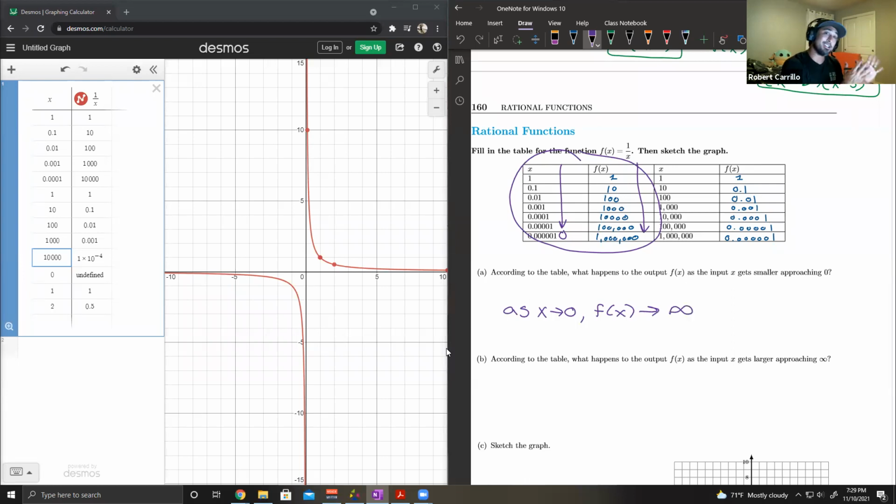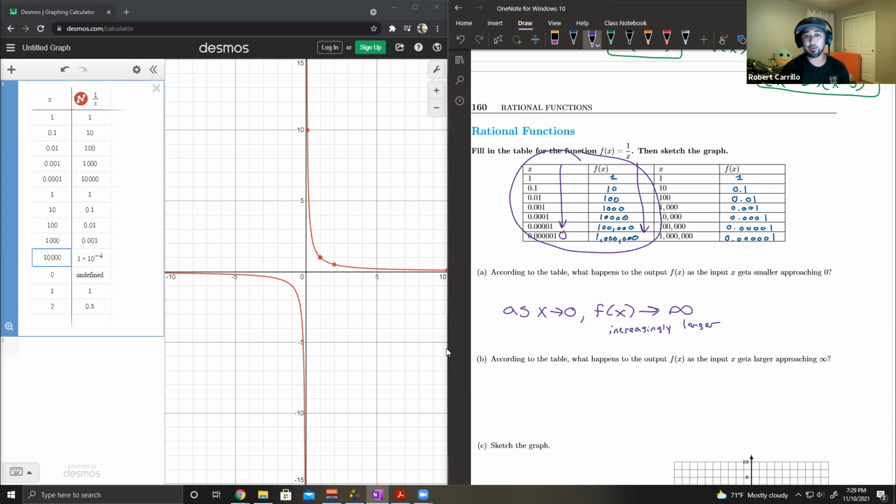So as x gets closer and closer to 0, f of x, or y, starts to get larger and larger towards infinity. So we can also say increasingly larger. Okay. Now look at the other XY chart.